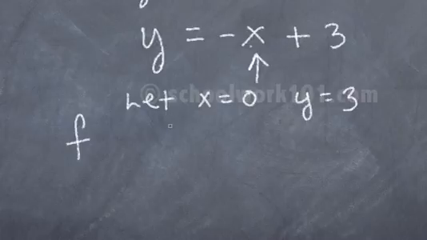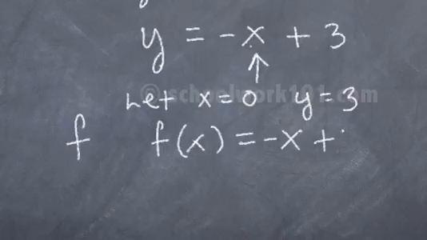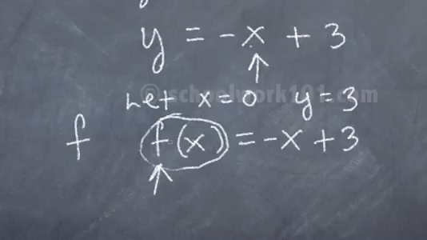So now let's talk about some notation. Let f of x equal negative x plus 3. The name of our function is f. F of x is our dependent variable and x is our independent variable.